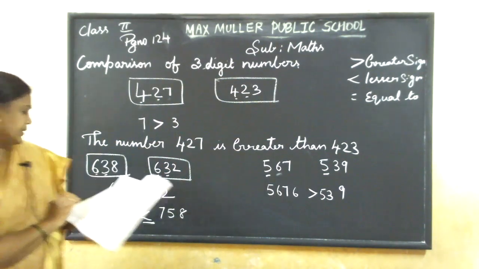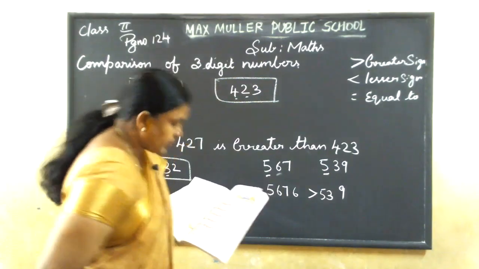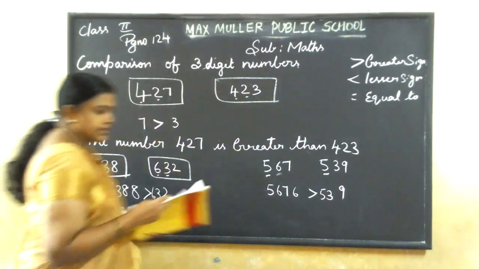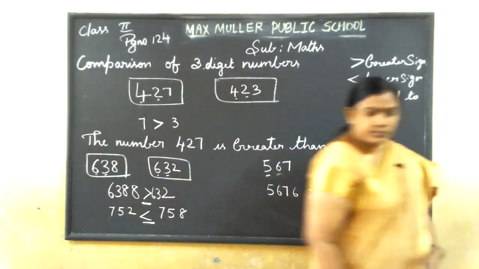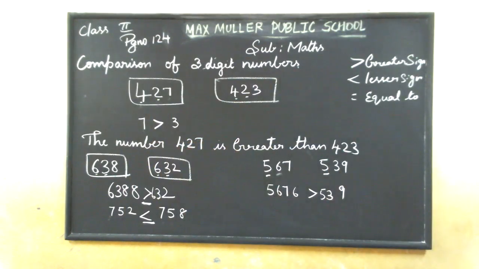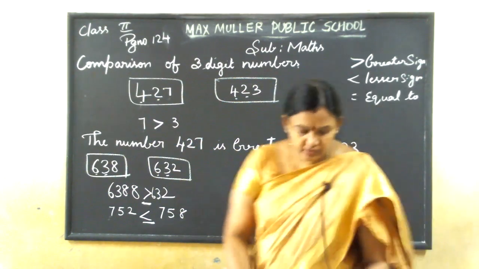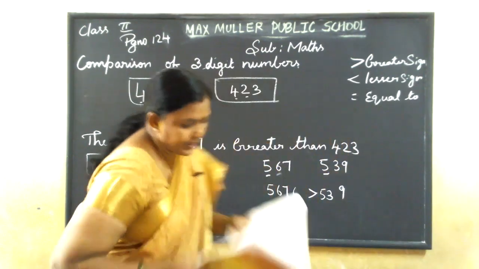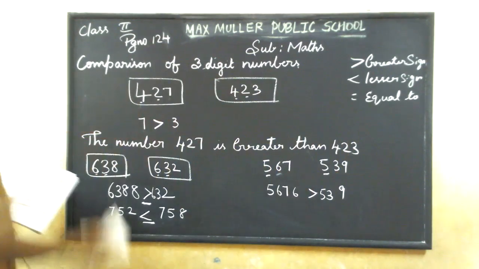Now we'll go to another example. You write in the rough note, children. I will give 2 minutes. Finish it soon. We'll go to a few more examples. Shall I rub it, children?